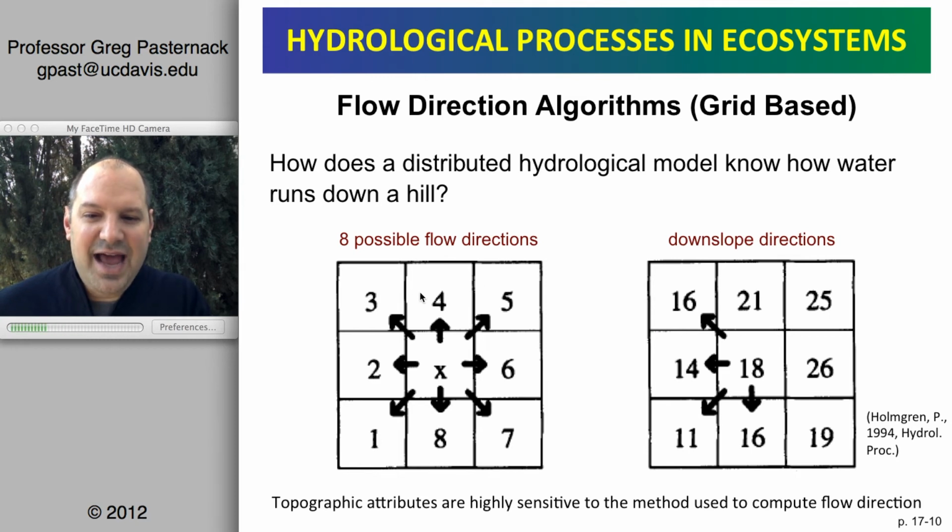Imagine that we have 9 cells adjacent to each other as shown here, and we're interested in where the water from cell X is going to go. The numbers shown in each square are the elevation, so 1 would be the lowest elevation.